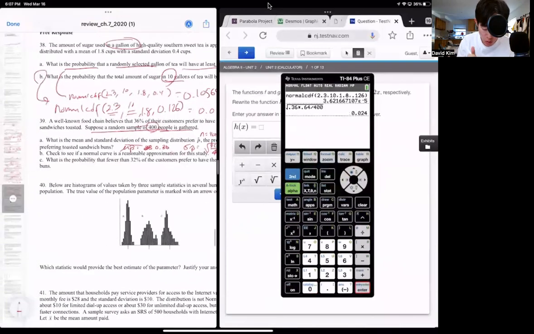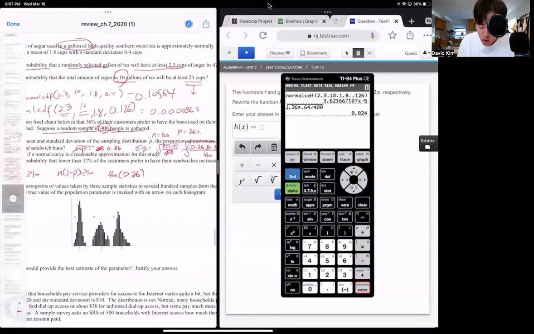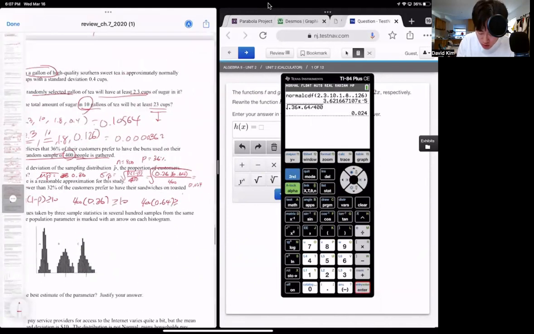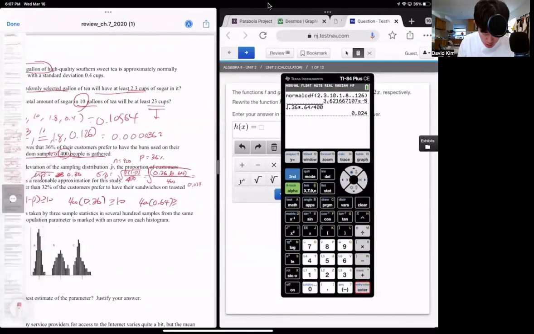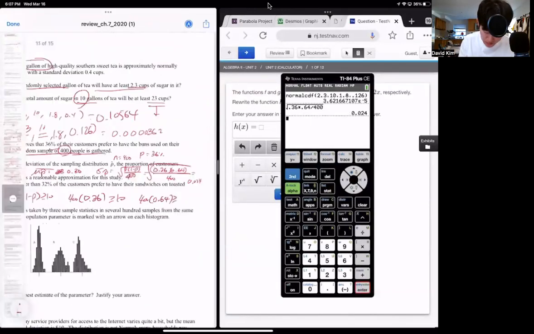And check to see if a normal curve is reasonable. We have n times p greater than or equal to 10, and n times (1 minus p) greater than or equal to 10. So that will be 400 times 0.36. Obviously, you can tell me what that number is. It's going to be greater than or equal to 10. 400 times 0.64 is obviously also going to be greater than or equal to 10. So both of these will check. That allows you to assume normality because of the rule of large counts.